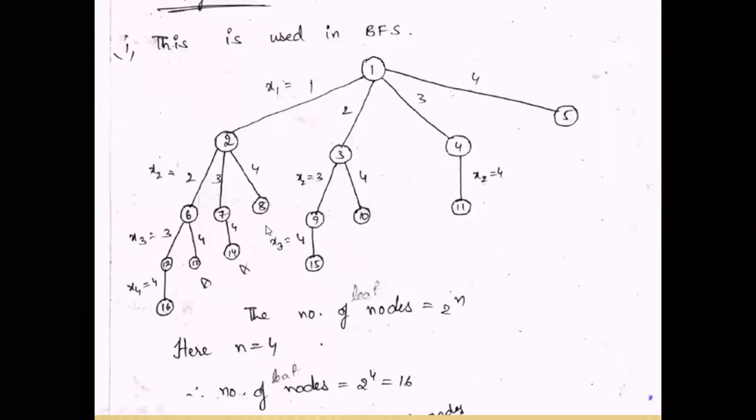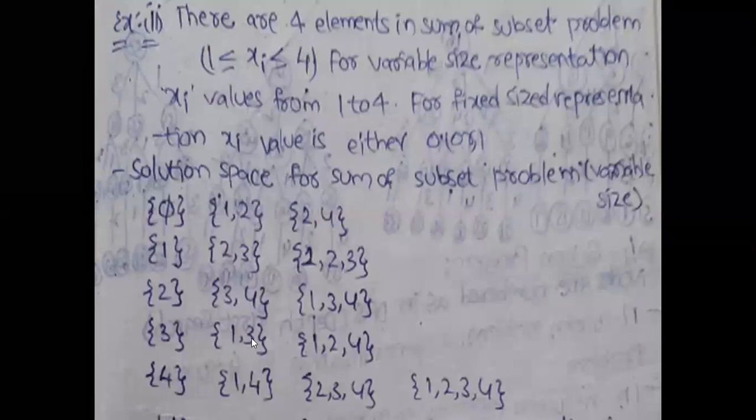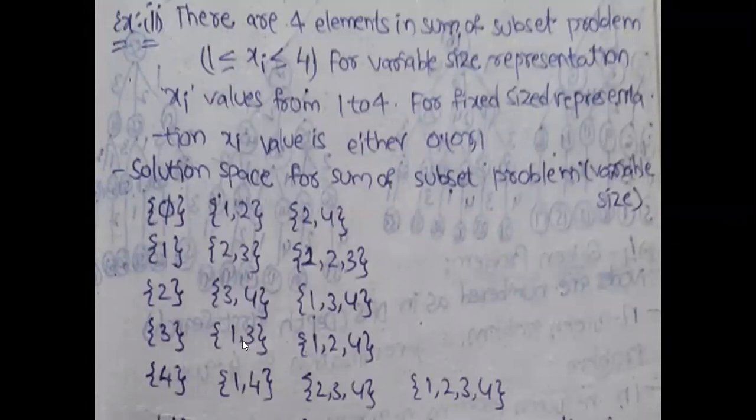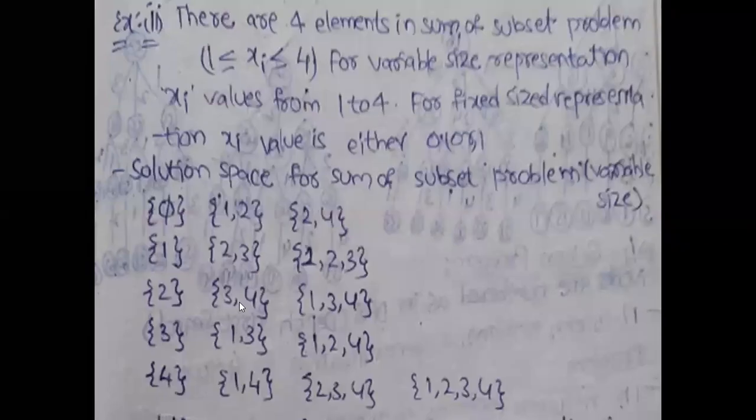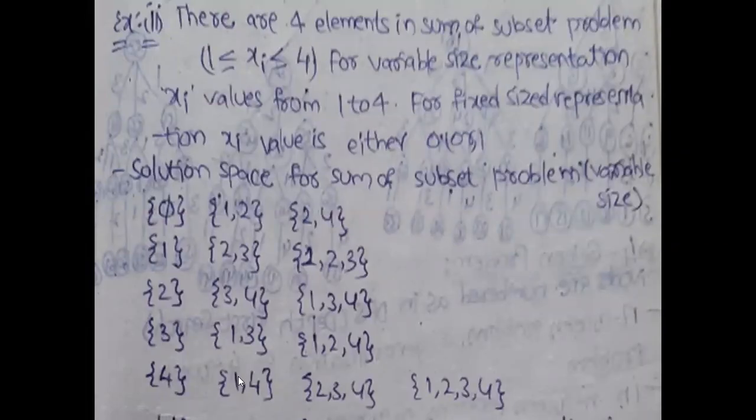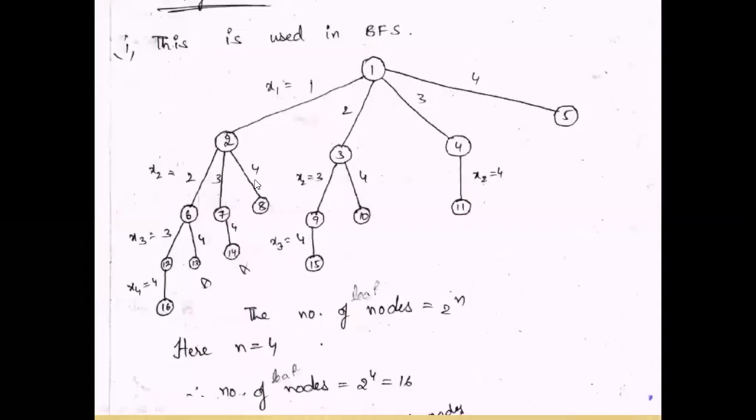Next, 1 comma 3, which means x1 equal to 1, x2 equal to 3. Next, 1 comma 4, which means x1 equal to 1, x2 equal to 4, where the second level represents 4.